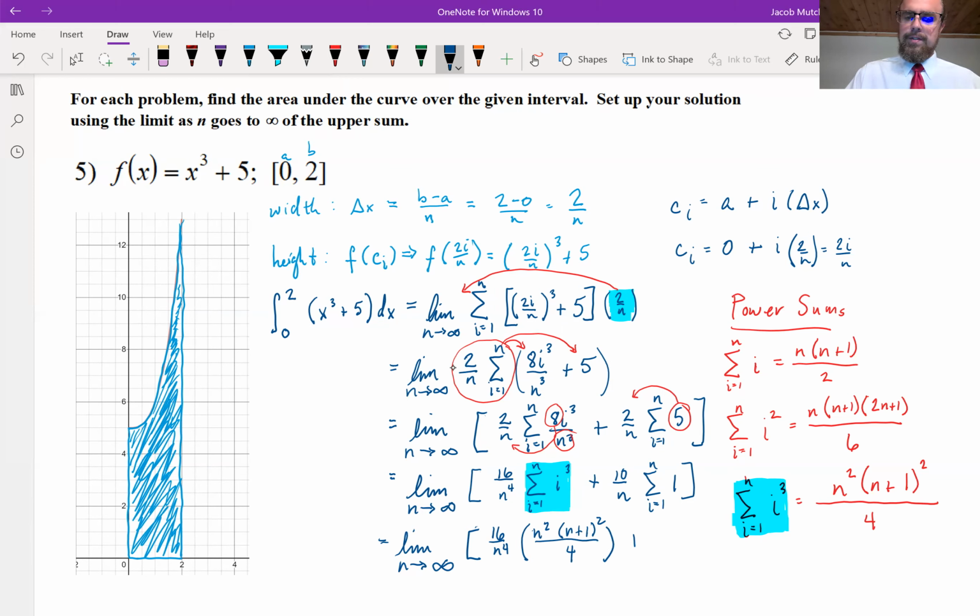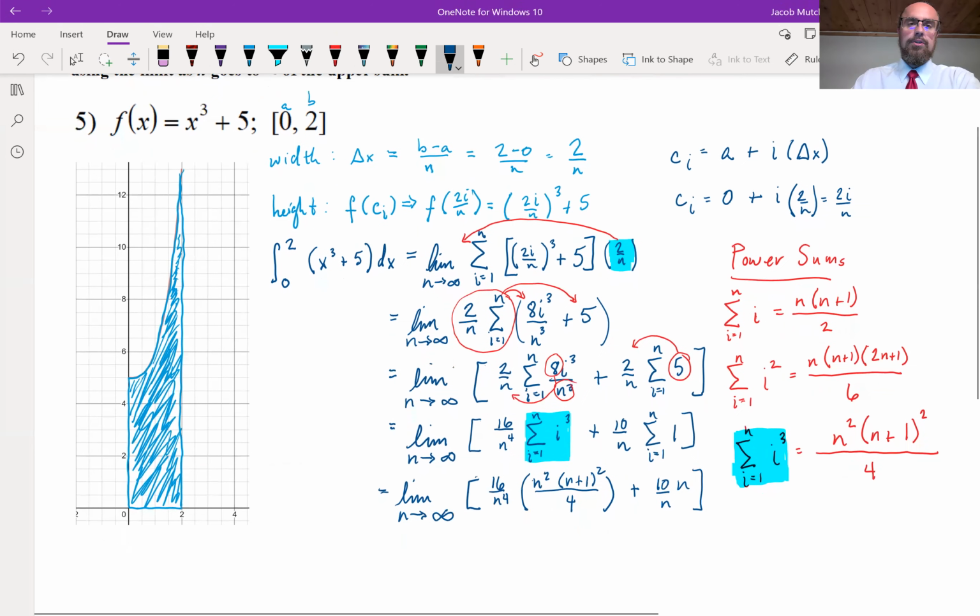And then for this second summation, I've got 10 over n, and all that I've got there is the constant 1. If I'm having a summation from i equals 1 to n of just 1, that's going to turn into n. There's going to be n rectangles there that I'm adding up. So notice we're done with the summation. Now what we're looking at is really just the limit portion of that expression.